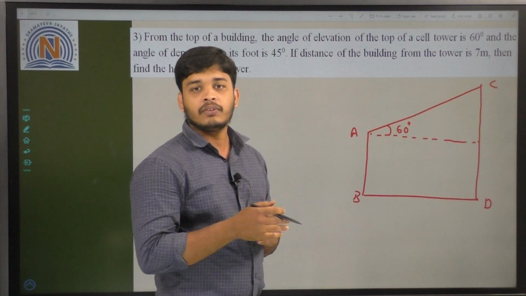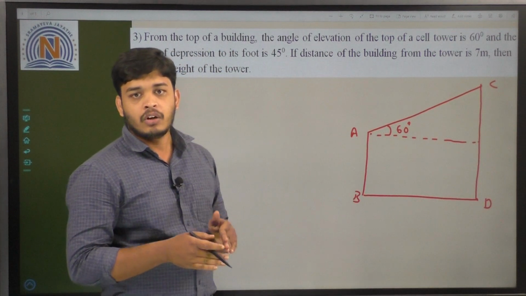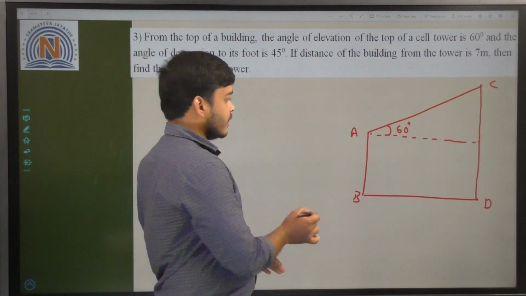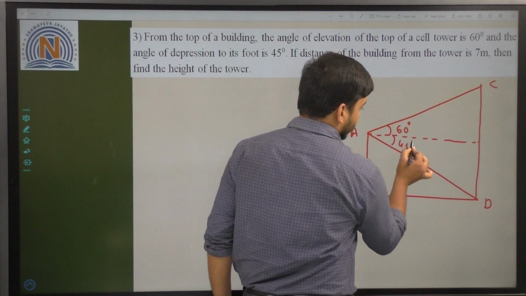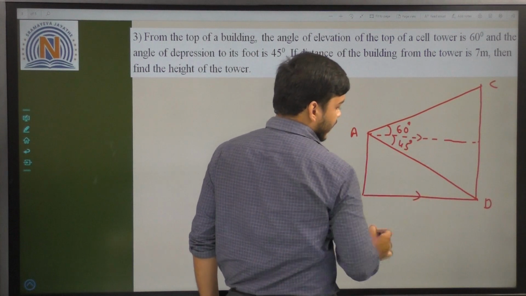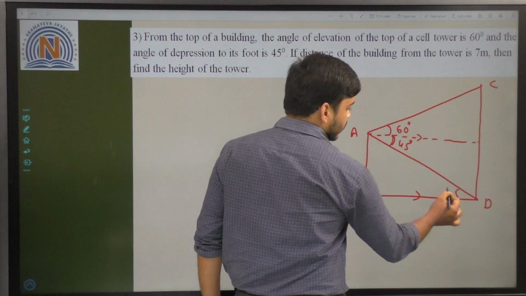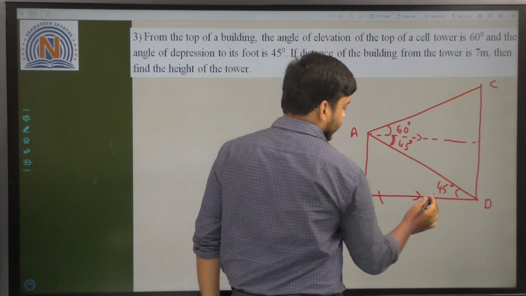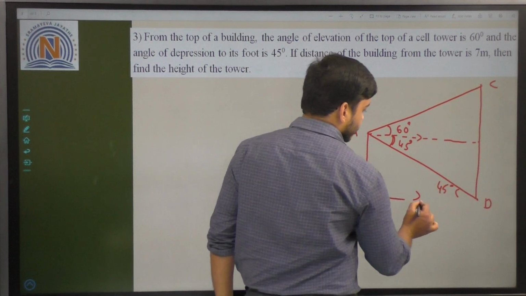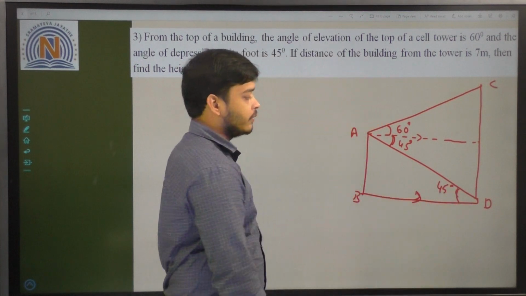Now, the angle of depression from the top of the building to its foot is 45 degrees. Here, this is 45 degrees. These two lines are parallel, and equal. Therefore, this is 45 degrees, which means this is also 45 degrees, right? This is also 45 degrees.